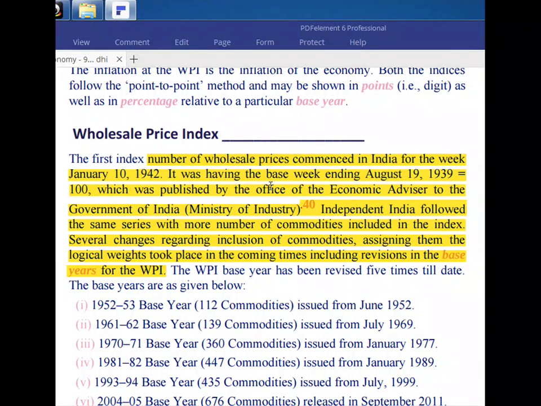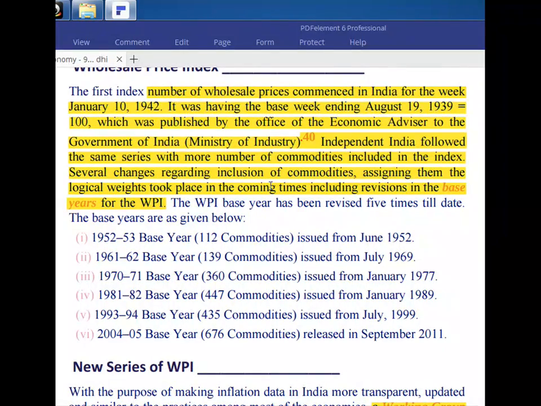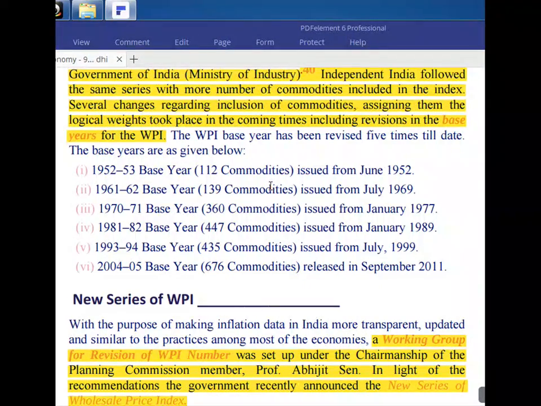Several changes regarding inclusion of commodities and assigning them logical weights took place in the coming times, including revision in the base year for the WPI. The WPI base year has been revised 5 times till date. The base years are as given below.